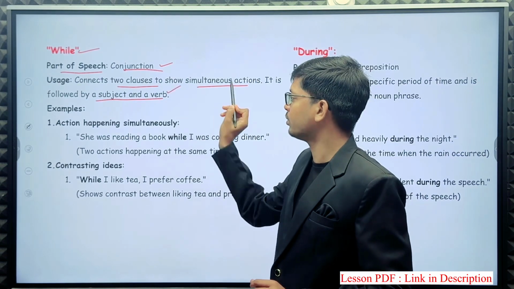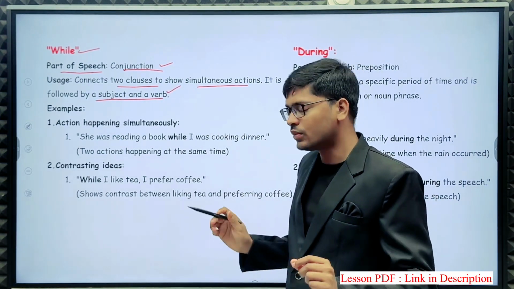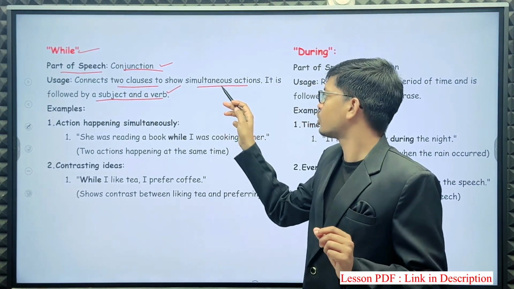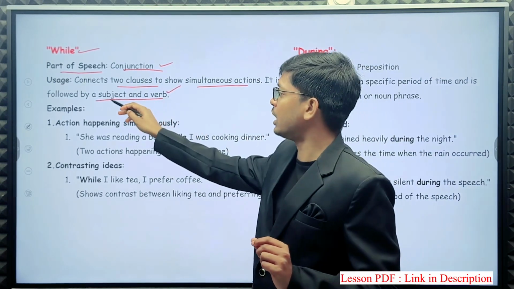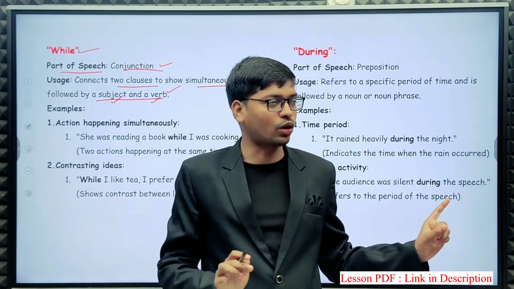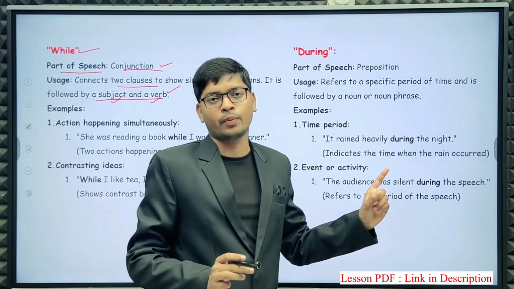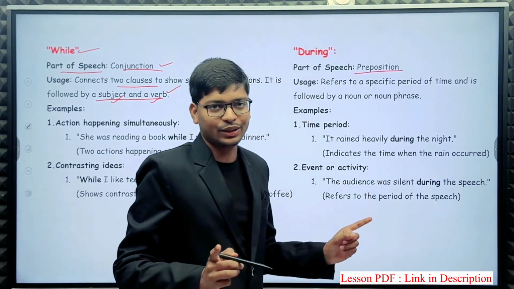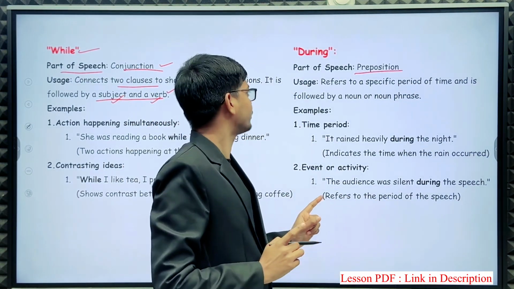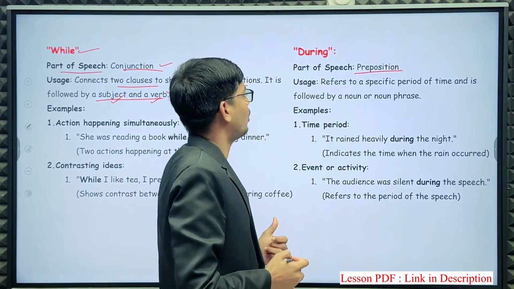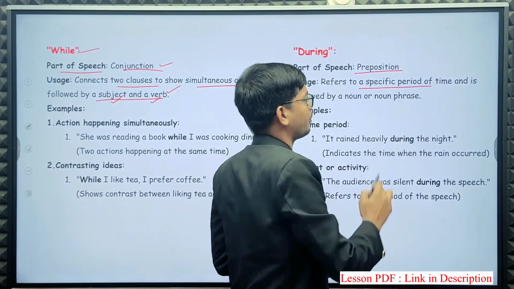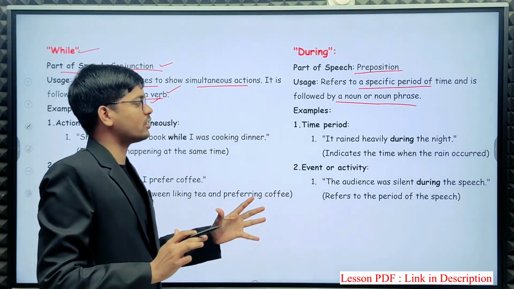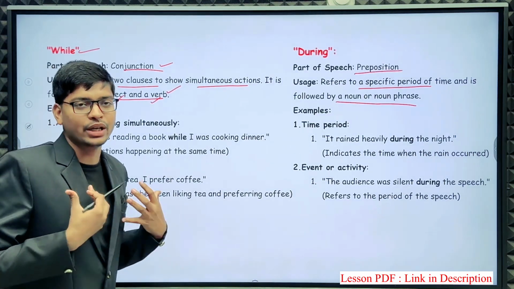This is a very important difference. While connects two clauses to show simultaneous actions. It is followed by a subject and a verb. But during is also a part of speech, and its topic name is preposition. I think you have heard about it. It refers to a specific period of time and is followed by a noun or noun phrase.